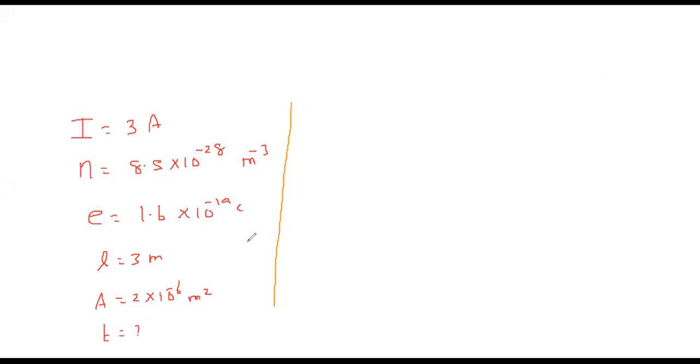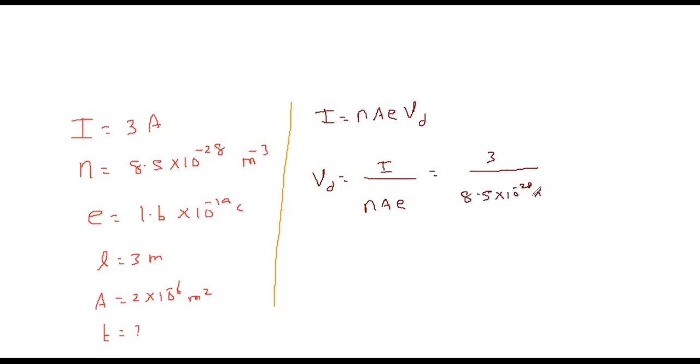Correct? In step number 1, what I am doing, I is equal to nAevd. So what is vd then? I by nAe. I value is 3. n value 8.5 into 10 power of 28. Area is 2 into 10 power of minus 6. And what is e? 1.6 into 10 power of minus 19 coulomb. So using a calculator, you can find the value of vd in meter per second.